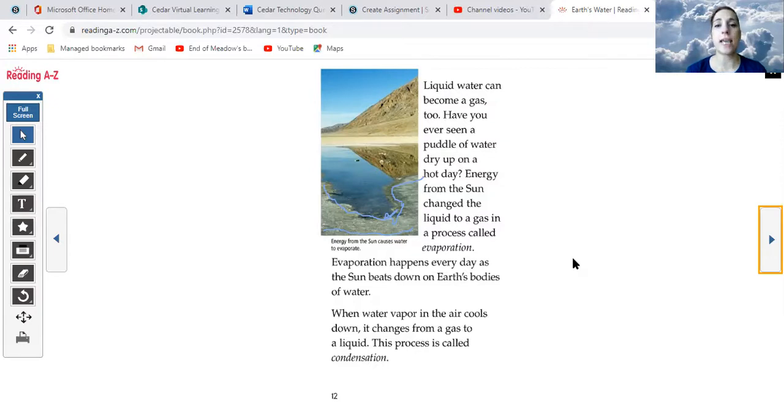Evaporation happens every day as the sun beats down on Earth's bodies of water. When water vapor in the air cools down, it changes from a gas to a liquid. This process is called condensation.